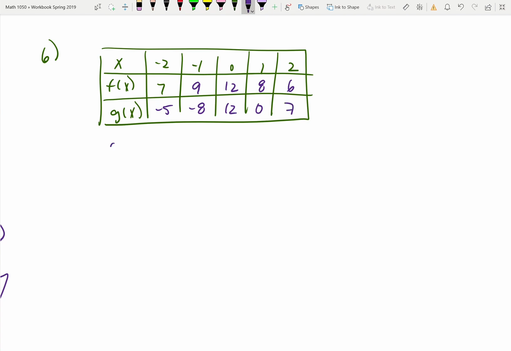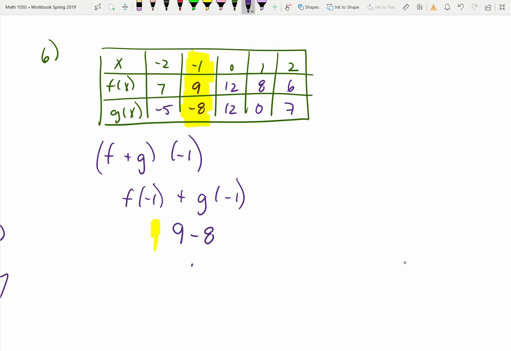Okay, so if they ask you to find f plus g of negative 1, they're asking you to find f of negative 1 plus g of negative 1. Well, here's where I'm looking right here, because that's where x is negative 1. So if x is negative 1, f of x is 9. And if x is negative 1, g of x is negative 8. So this is 9 minus 8, which gives me 1, and that's it.